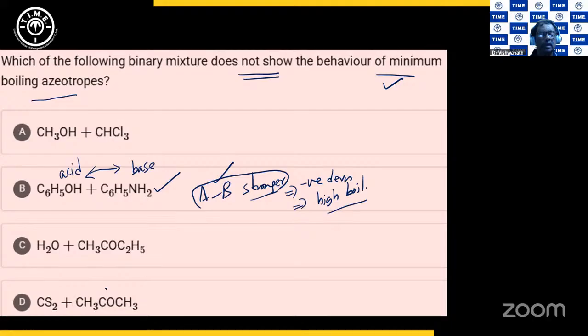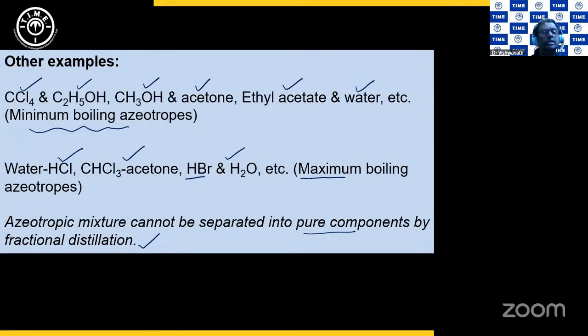Yes, this we have seen is a positive deviation from Raoult's law, is it not? Acetone and CS2, similarly methanol and chloroform, similarly water and ethyl acetate. We have seen these in the previous cases. Is it not? These are all coming as minimum boiling.